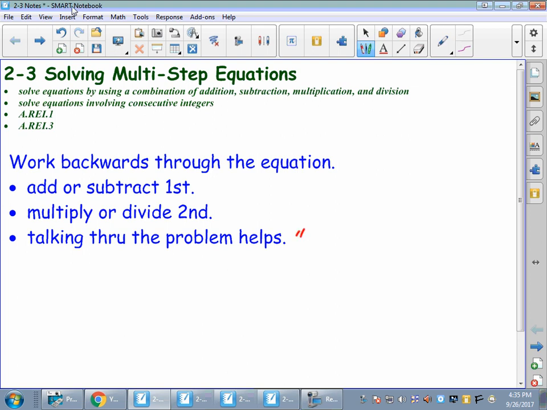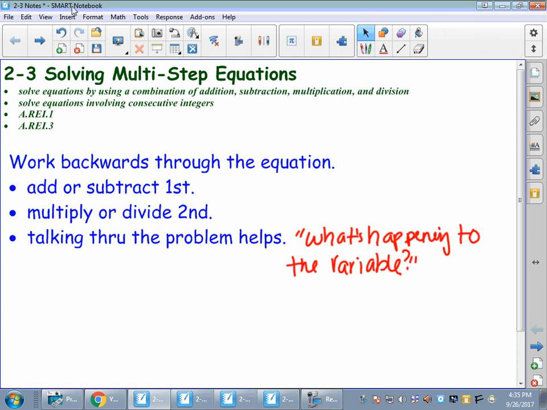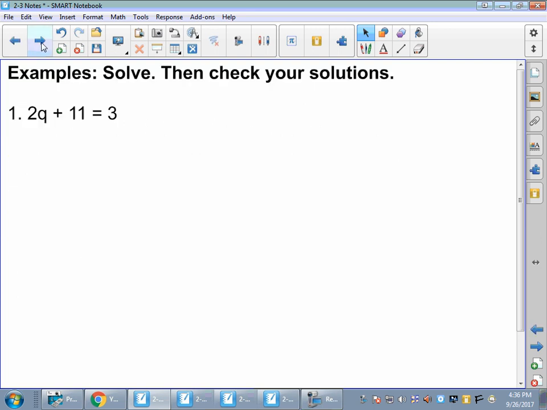So ask yourself, and this is what I'll ask you when I come to your desk, what's happening to the variable? And if you can explain to me what's going on. Is it being multiplied? Is it being divided by something? We can rewind your conversation and take care of the thing that happened last. This is just a rule of thumb, but sometimes we'll end up multiplying first. It just depends on the problem, but the majority of the time, this is what you can count on.